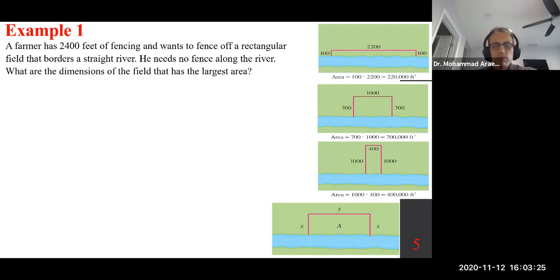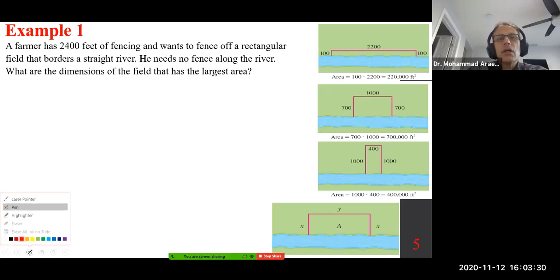And so what is our objective, class? Our objective is to maximize the area. So what is the area? The width times the length, x times y. That's the objective. What is our constraint? In other words, what is the limiting factor?